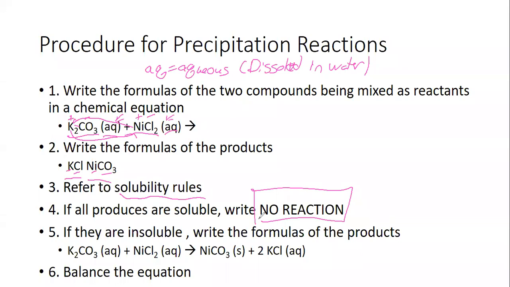You did not change anything. So this is no reaction. However, if one of the compounds is insoluble, you need to write the reaction. And the compound that's insoluble gets the letter S. S means solid. All right.